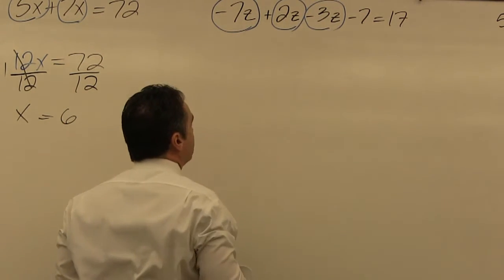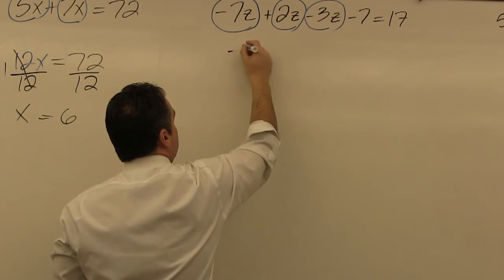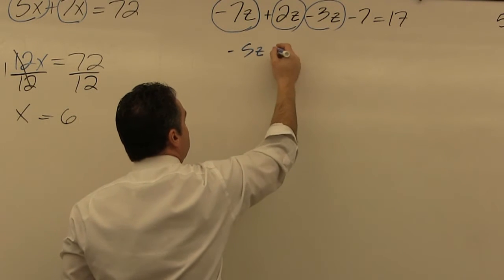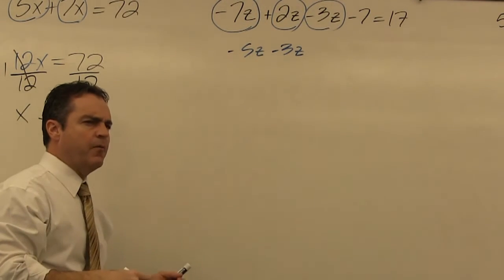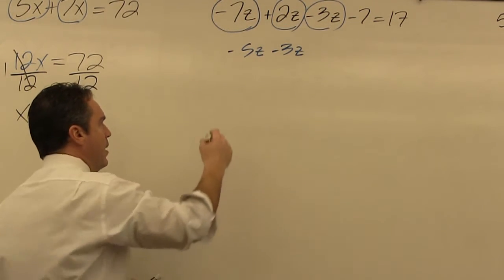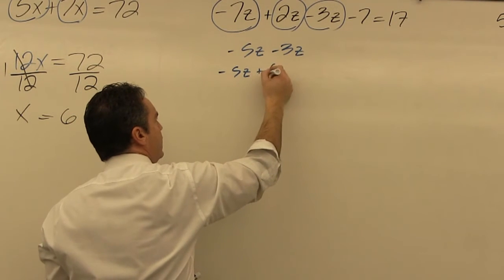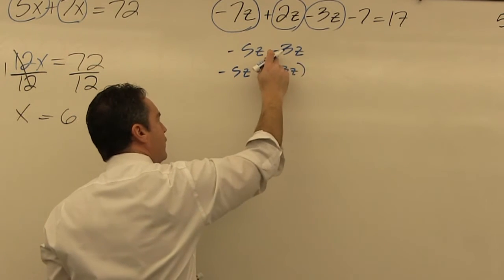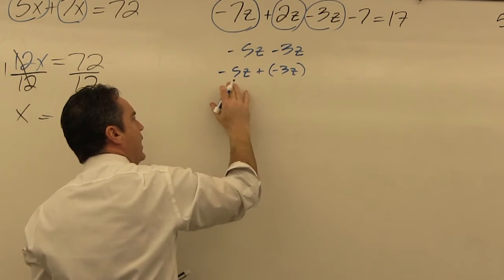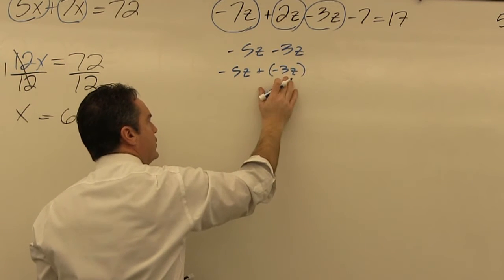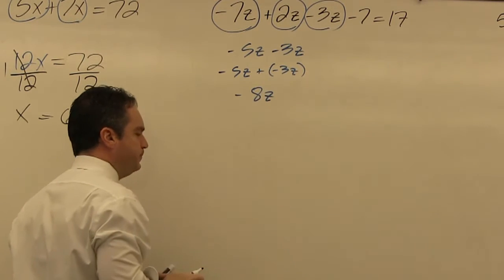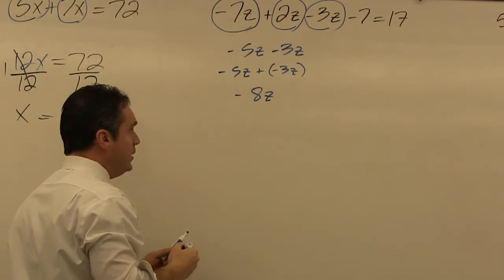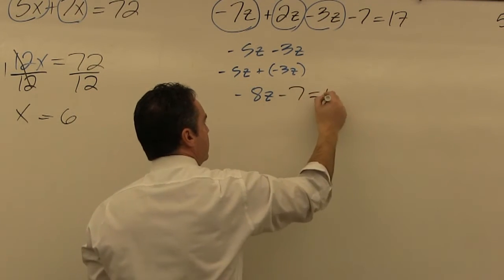Negative 7z plus 2z makes negative 5z. Negative 5z minus 3z. What's negative 5 minus 3? Do we subtract 3 from 5? No, if we remember this is negative 5z plus negative 3z. We convert the subtraction to addition. And we have now same sign, negative 5 and negative 3 make negative 8z. Very good. Negative 8z minus 7 equals 17.